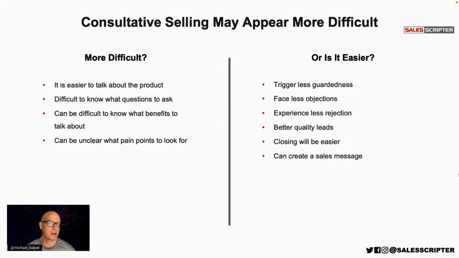So that's my assessment on which is easier. Like I said, in some ways, product selling is easier, but you're going to get rejected more, face more objections, and have difficulty closing. Or you can go through a more organized approach, build your sales message, try to be more consultative, and then the whole process of selling could be easier.